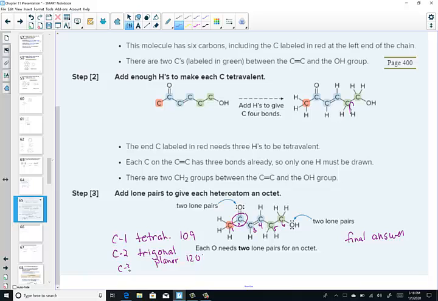Carbon 3 has the same geometry. It has 3 bonded atoms. That's trigonal planar. Carbon 4 has 3 bonded atoms. That's trigonal planar. Carbon 5 is tetrahedral. So carbon 5 is like carbon 1 with 4 bonds. As is carbon 6. Carbon 6 has 4 atoms bonded to it, and it would also be tetrahedral.